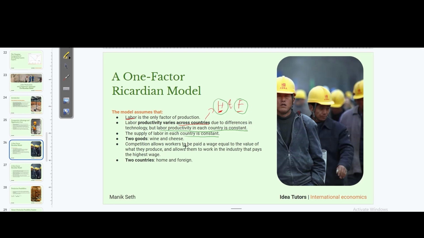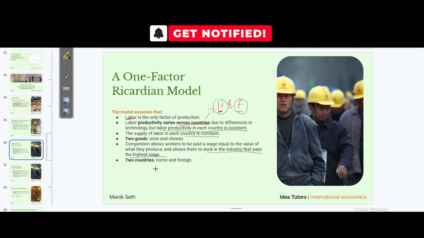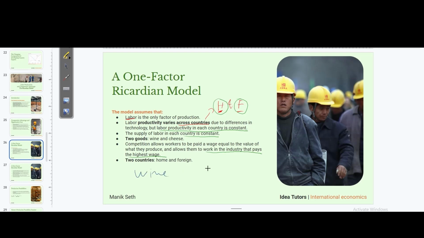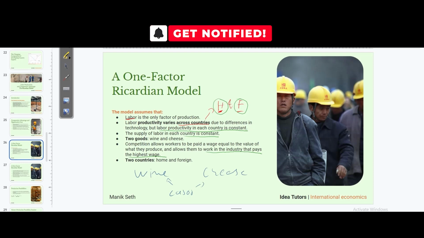Competition allows workers to be paid a wage equal to the value of what they are producing, and allows them to work in the industry that pays the highest wage. We'll be exploring this more. But this means that the two industries within the home country, the wine and cheese industries, are competing. They have the same labor that they have to use. To attract labor, they will pay higher wages, so labor will be producing only the good in which it gets the higher wage.